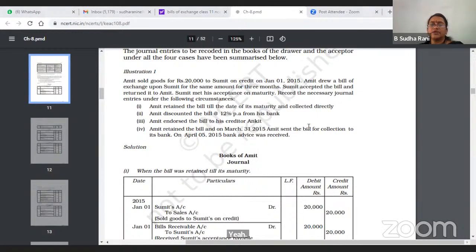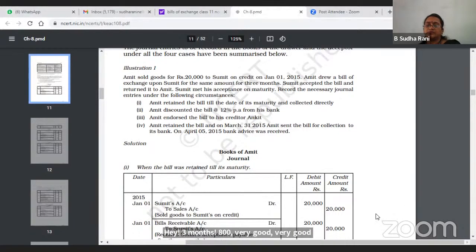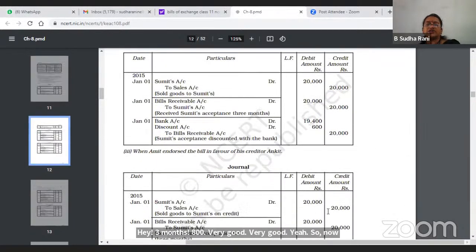Yes, 12%. 4,000. 400. 1,200. No, calculate: 12% on 20,000 is 2,400 for 6 months. 600 for 3 months, 800. Very good, very good. So now pass the journal entry.